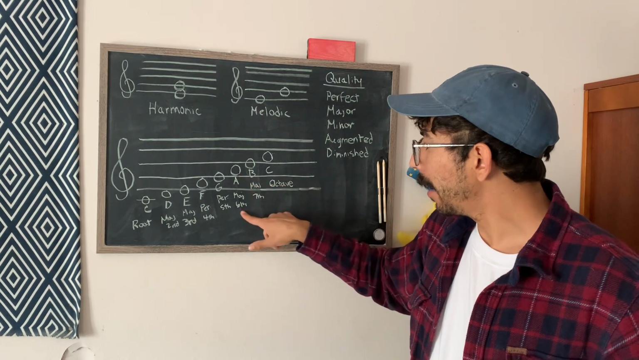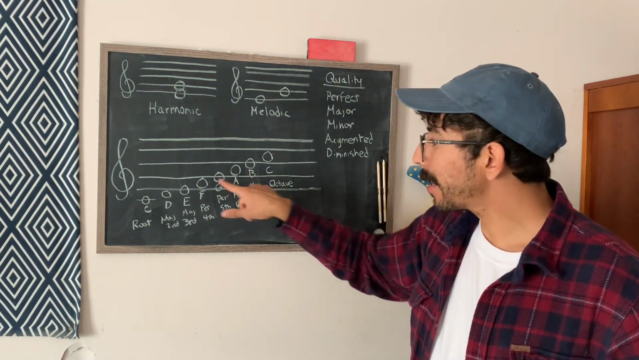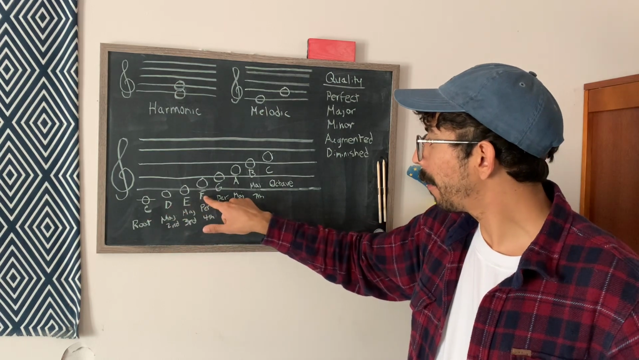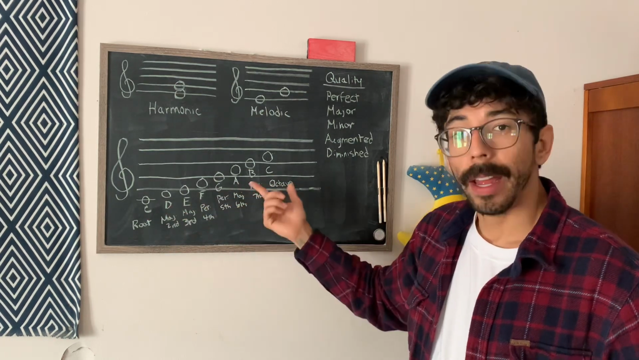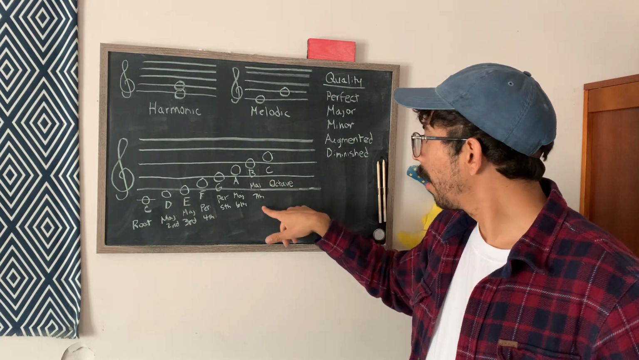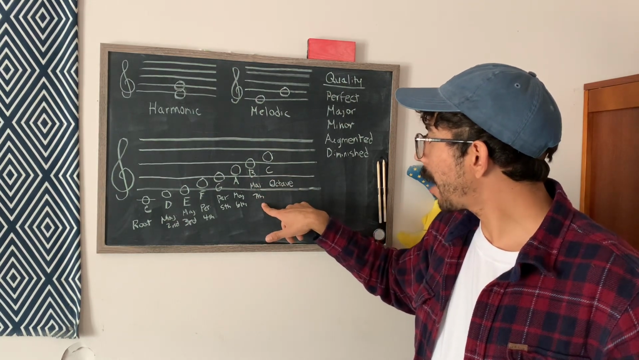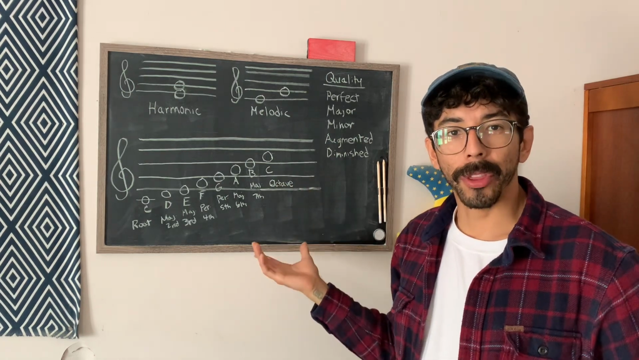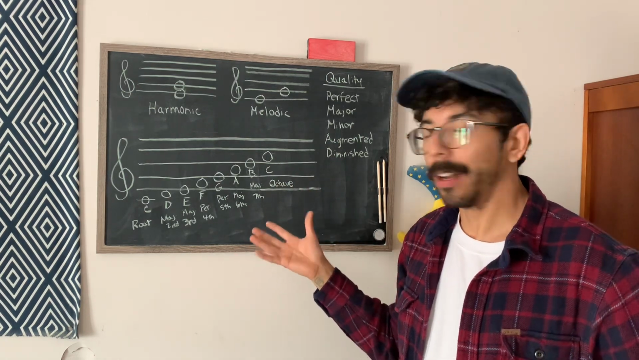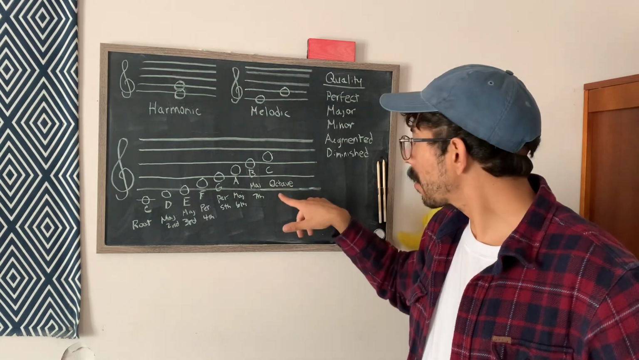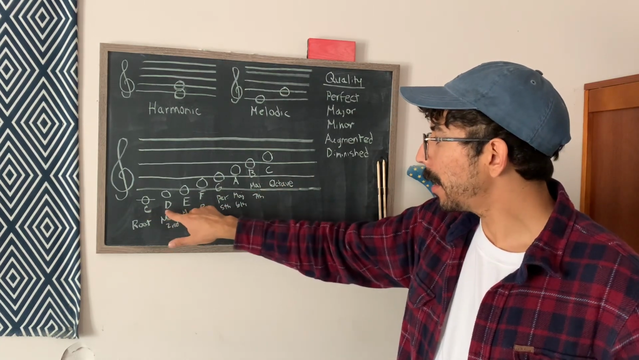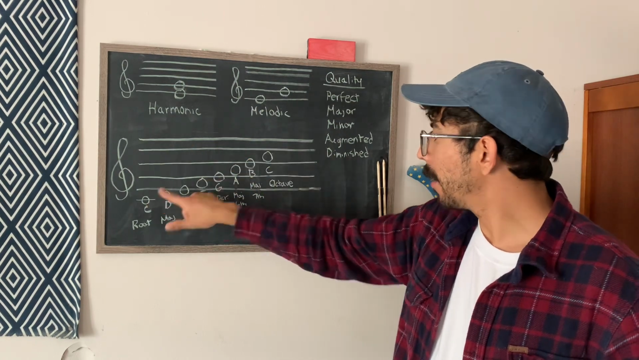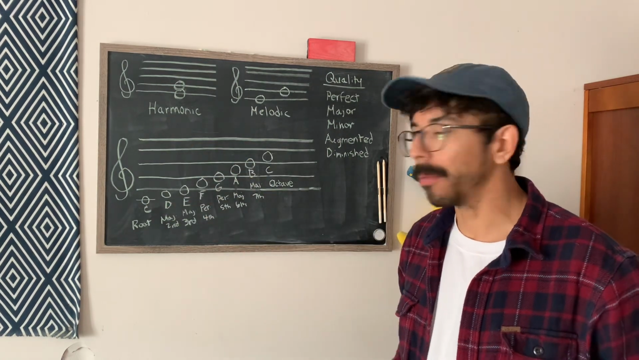And then A is a major sixth, because the distance from C to A is 6 notes: 1, 2, 3, 4, 5, 6. And of course it goes on. So we go to B, which is a major seventh, and then C is an octave, which if you think about it, an octave, 8, like an octopus. So there's 8 notes: C, D, E, F, G, A, B, C. And that is the intervals of a major scale.